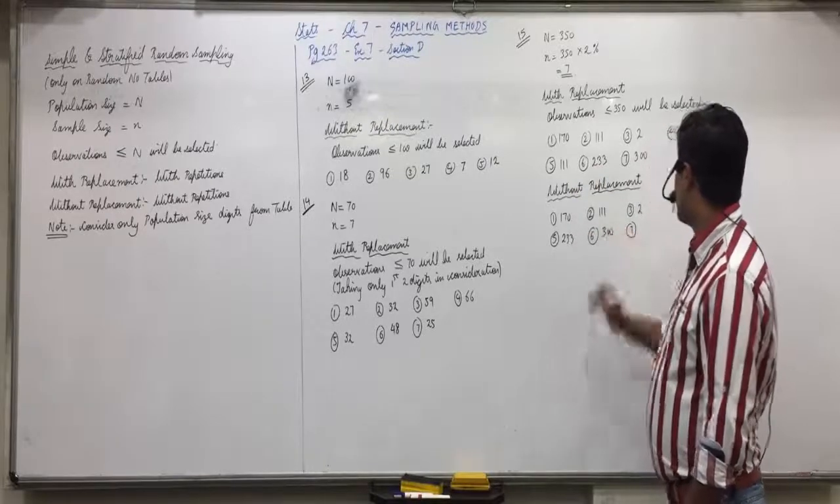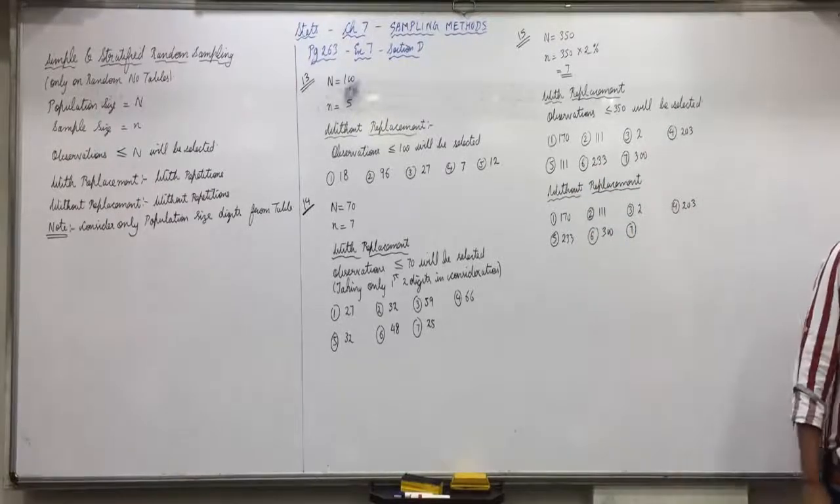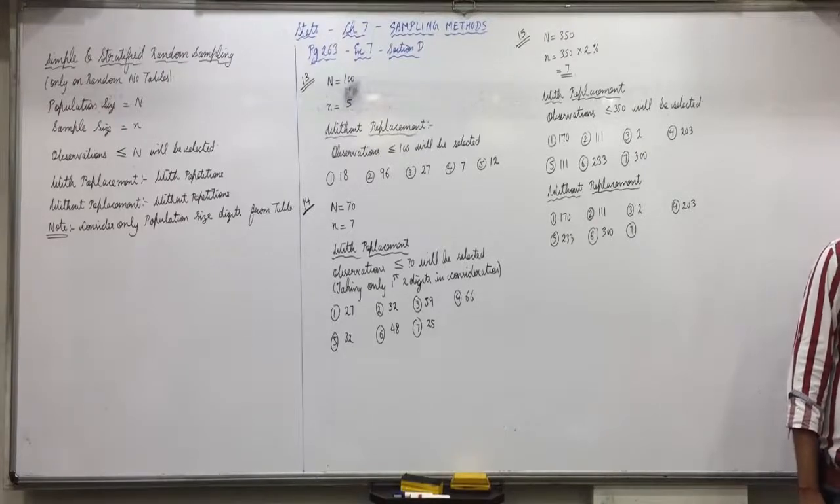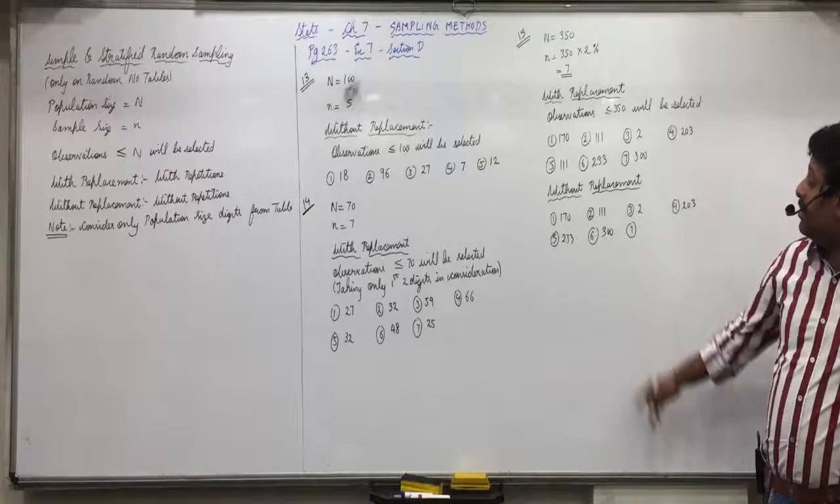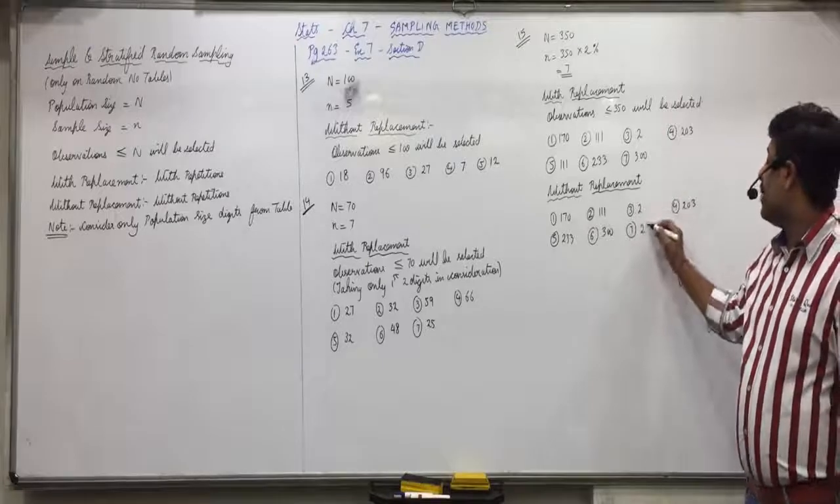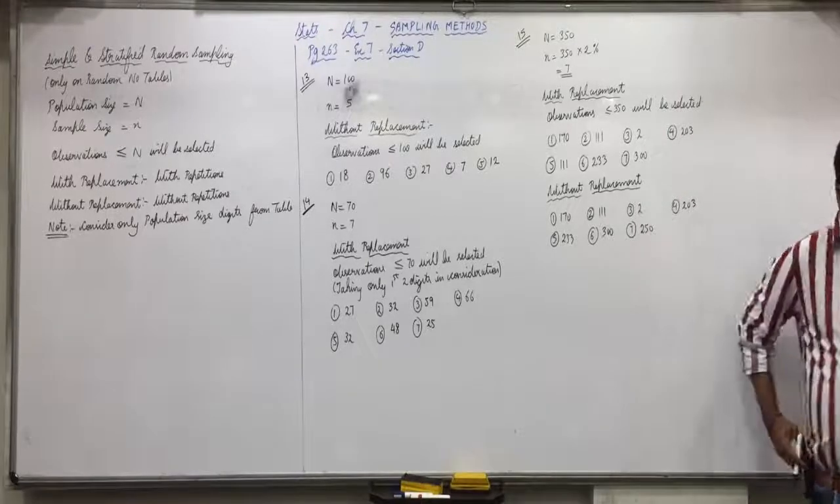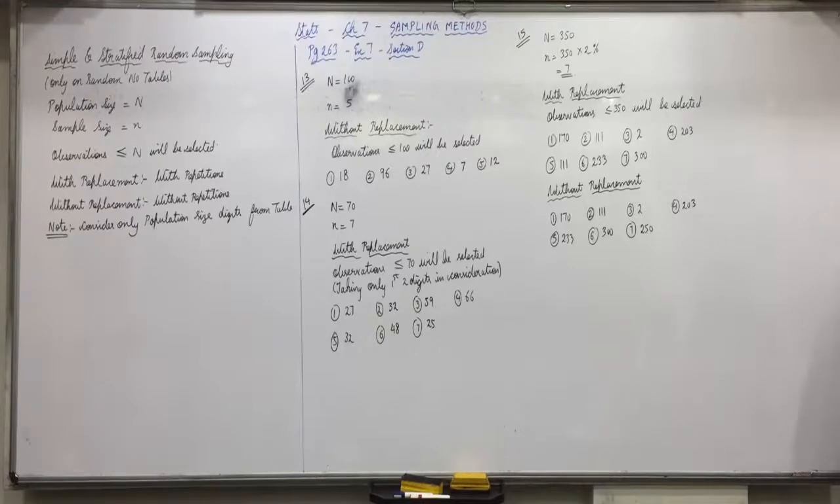233 and 300. Now see, after 300, which is the next number? 250. Is it less than 350? Yes. So that will be our last number. Any doubts in this?